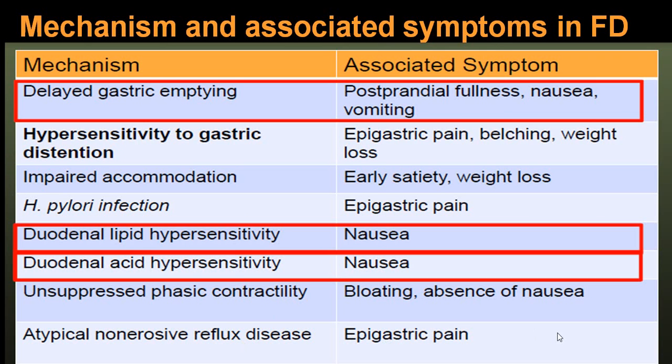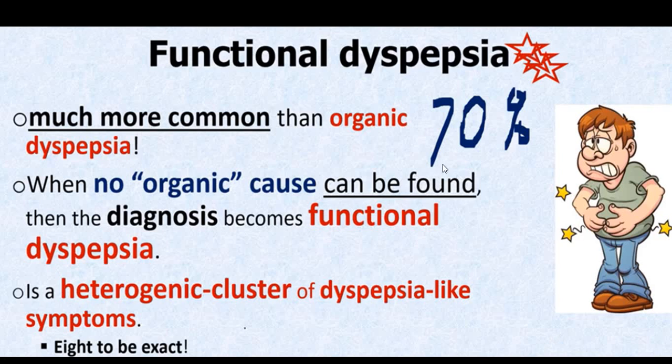These are the pathophysiology. We already mentioned that 70% of the time it is functional dyspepsia, much more common than organic dyspepsia. Almost 70% of the time, and 30% of the time it is organic dyspepsia. And this can be divided into epigastric pain syndrome and postprandial distress syndrome.